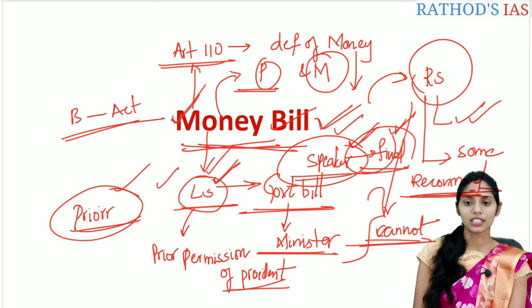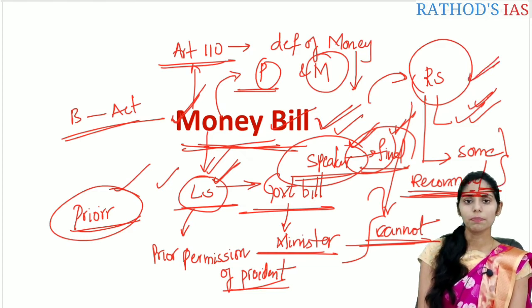So it cannot reject the bill. It has only two choices. The first one is it can accept the bill. The second one is it can send back the bill to the Lok Sabha with some recommendations. And after the Lok Sabha passes this bill, it will move to the president.